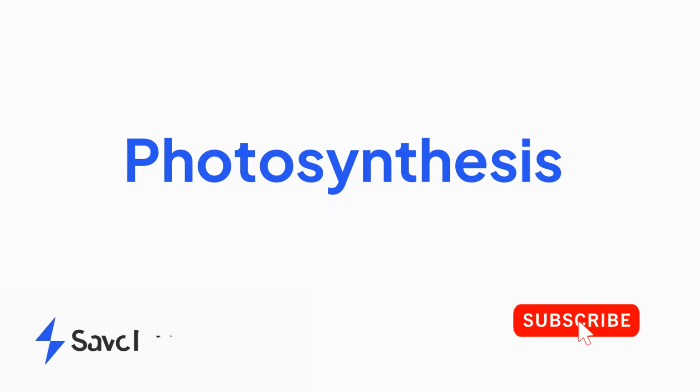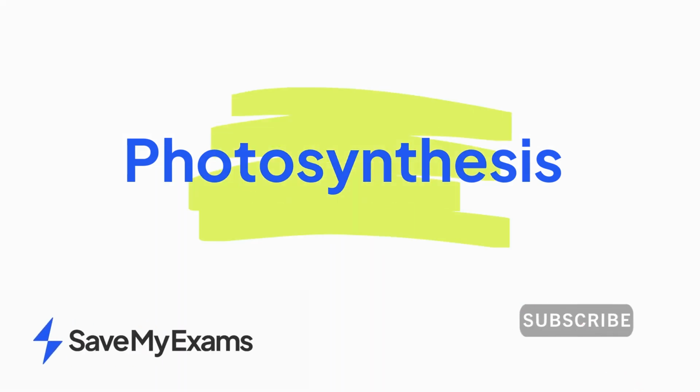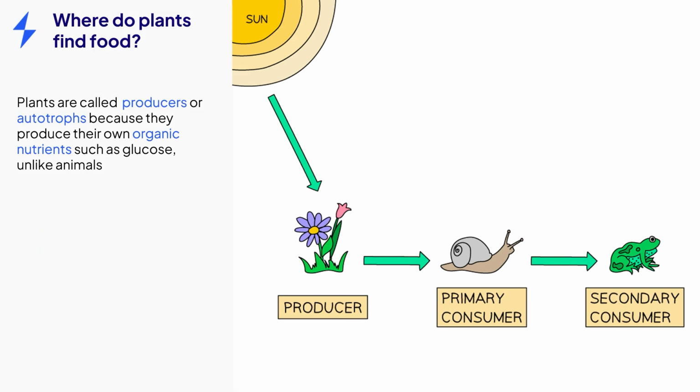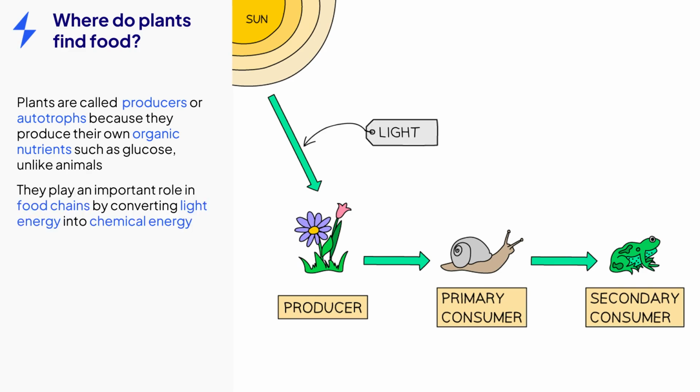This video is about the reaction of photosynthesis. Plants have the unique ability to produce their own organic nutrients such as glucose, and for this reason they are also known as producers or autotrophs. Animals are not able to produce their own food and must therefore consume other organisms, which could be plants or other animals. Plants are usually the first organisms in a food chain because they can convert light energy from the sun into chemical energy that can be used by other organisms in the food chain.